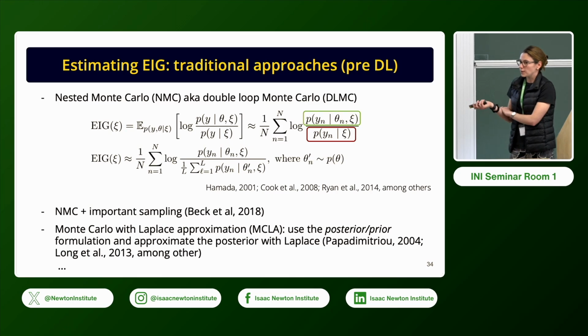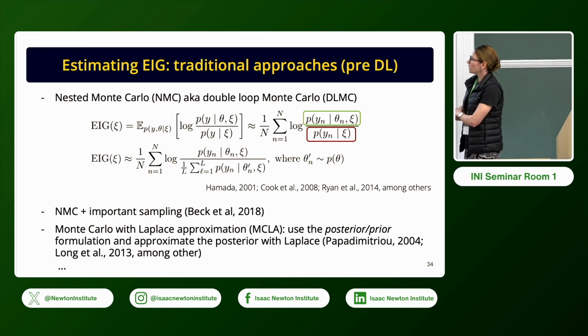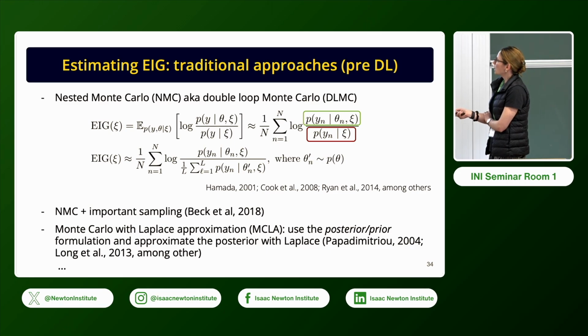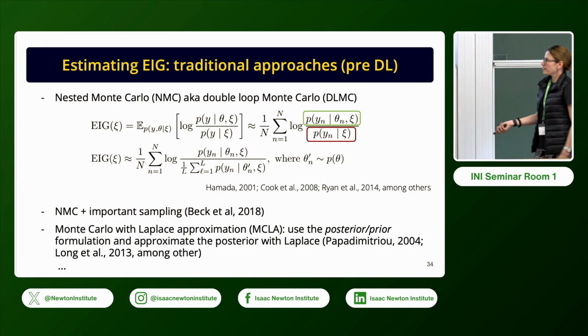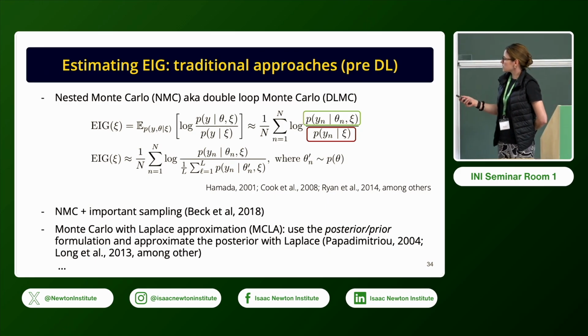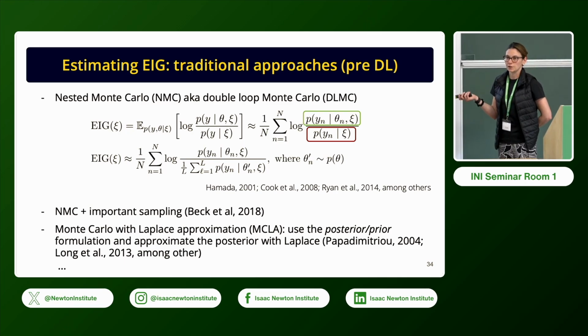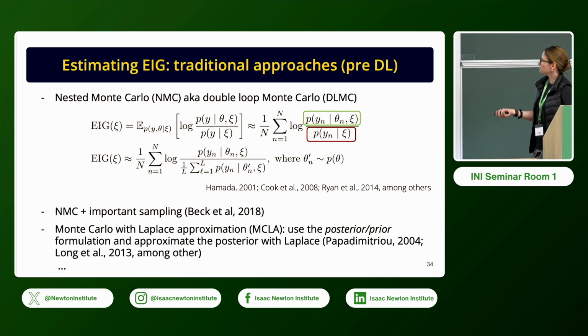There are various other ways in which you can do it using sampling. You can combine nested Monte Carlo with importance sampling. You can do Monte Carlo with a Laplace approximation. So if you were to pick the posterior over prior formulation, you can approximate the posterior with Laplace, and this has been done in various works in the past.